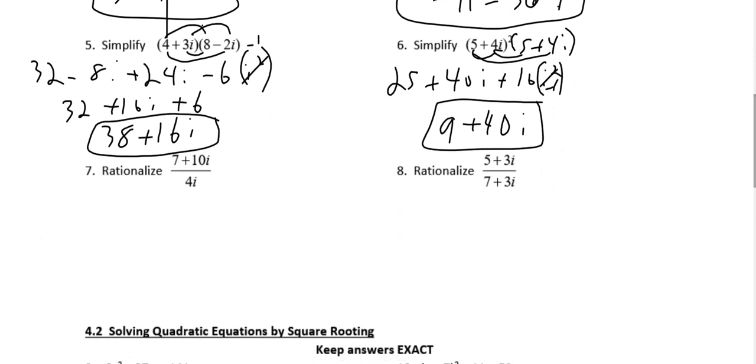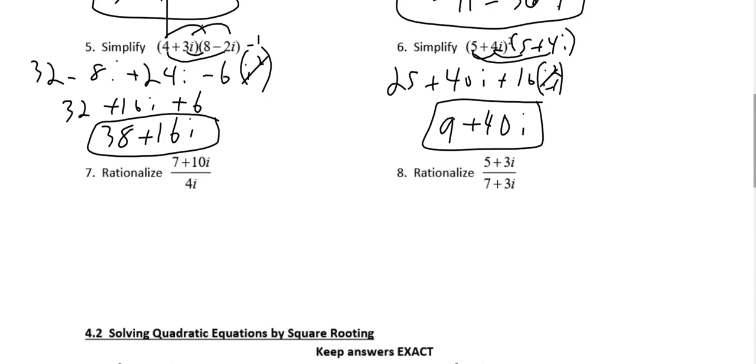Rationalize. Now, we need to get rid of the i in the bottom. Now, there's two ways to do this. You can multiply by 4i, top and bottom, but that's creating more work than you need to, because then later you're going to have to reduce everything by 4. Okay? So, we can just multiply by i, top and bottom.